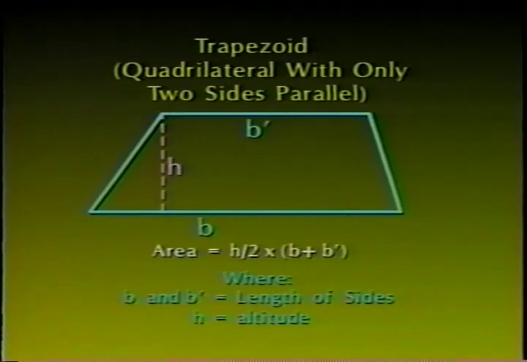A quadrilateral with only two of its sides parallel is named a trapezoid and is shown in this graphic. This configuration is one heavily used for engineering design and layout. Its area is determined from the following formula. Area equals H divided by 2 times B plus B prime. In this formula, B stands for the length of sides and H is the altitude.